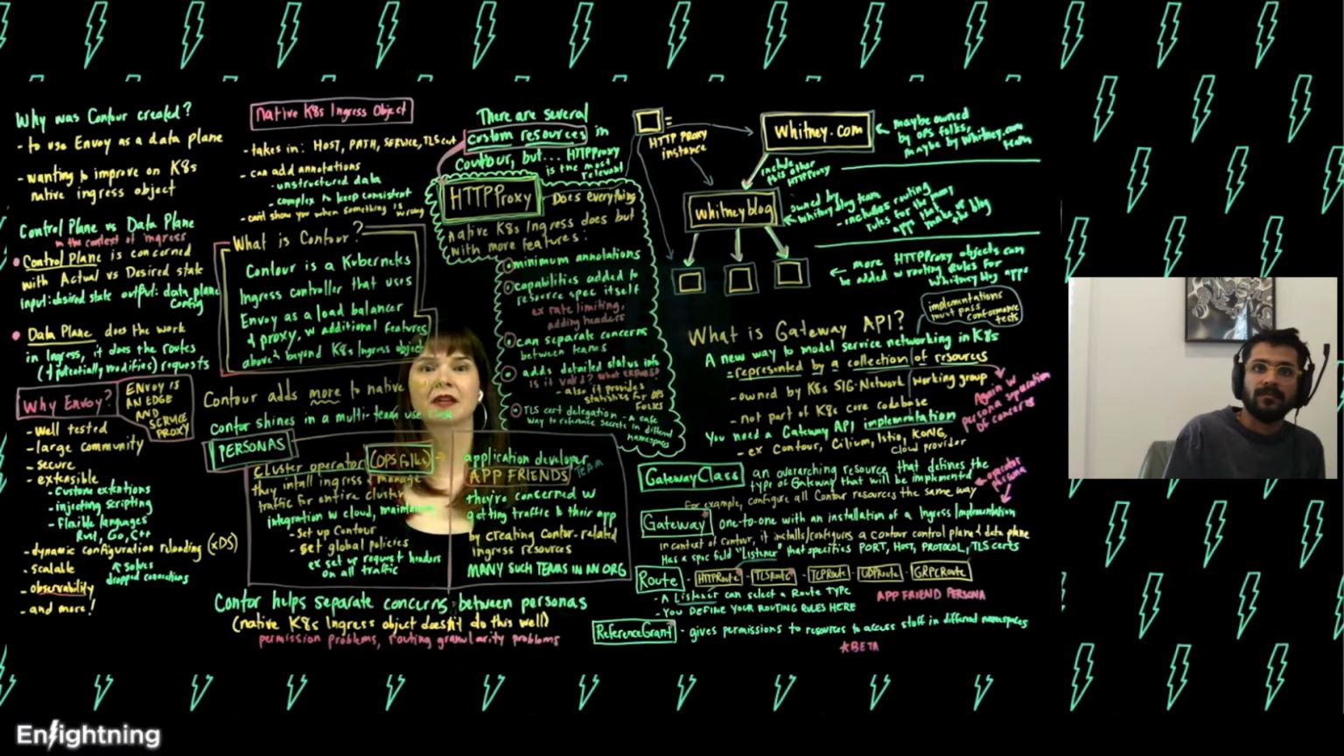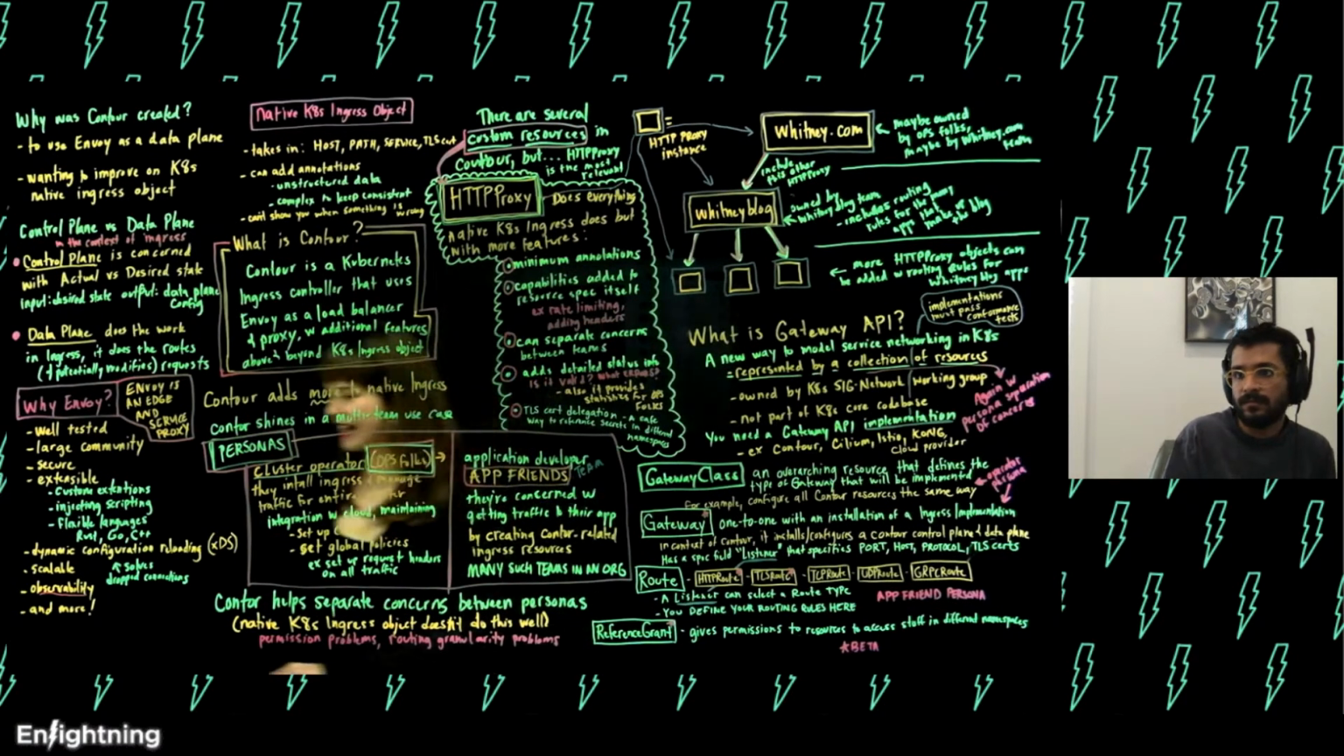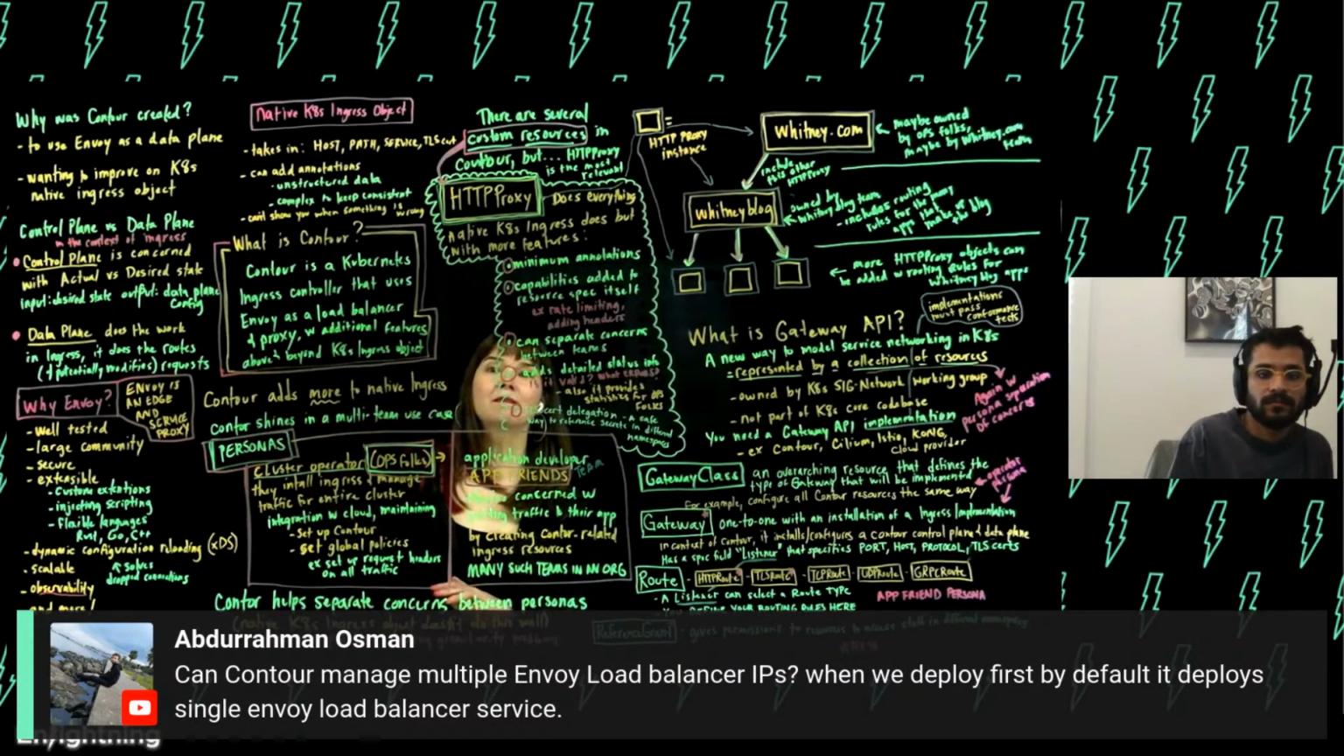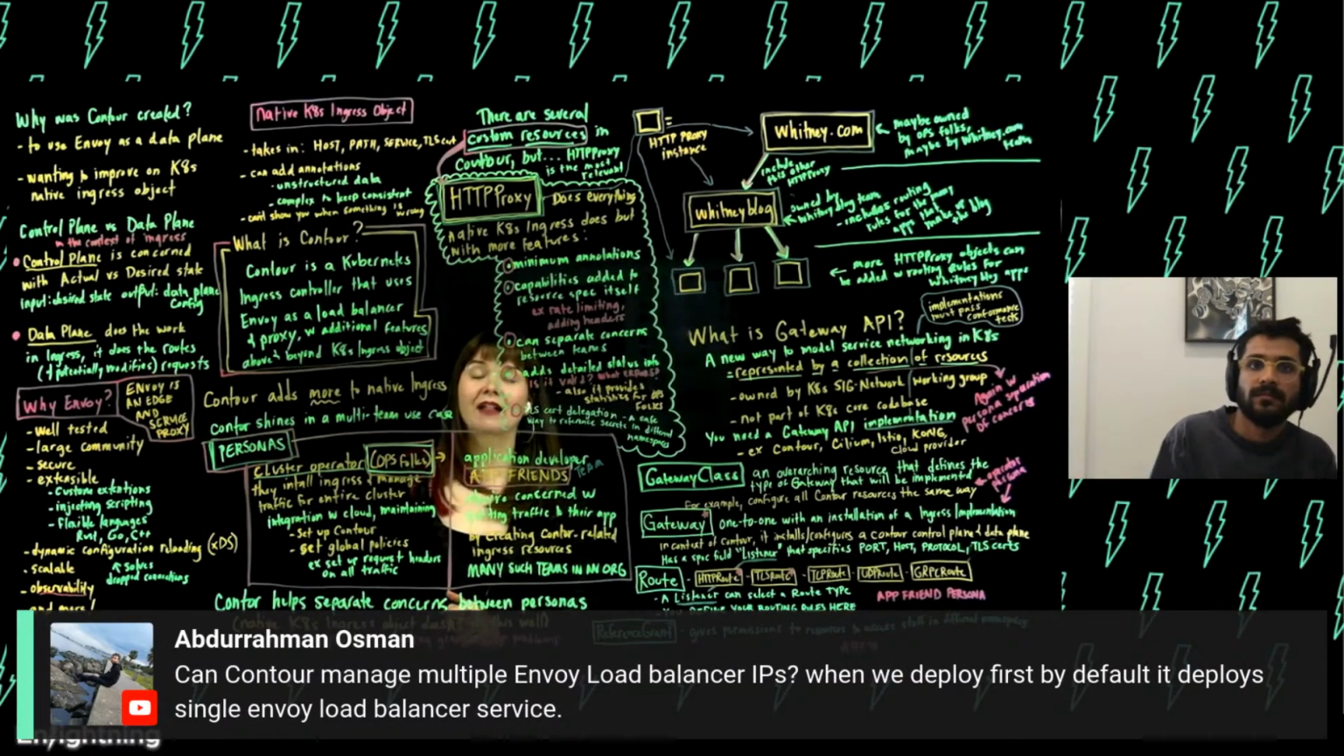We have another question in chat. Hello, you're here again today. Thanks for coming back. Can Contour manage multiple Envoy load balancer IPs? When we deploy, by default, it deploys a single Envoy load balancer service.